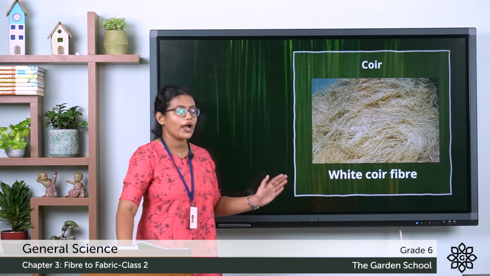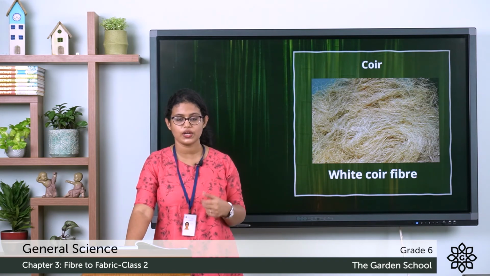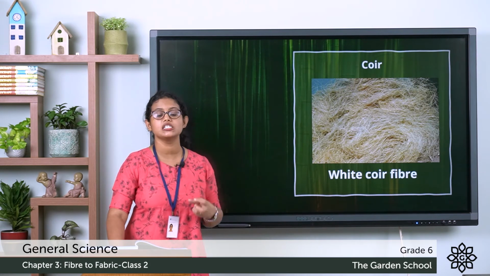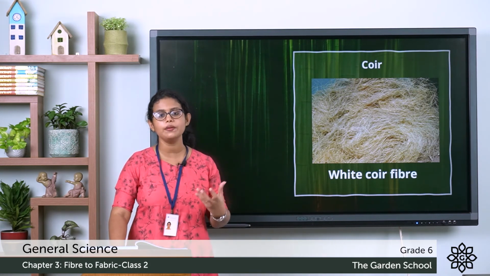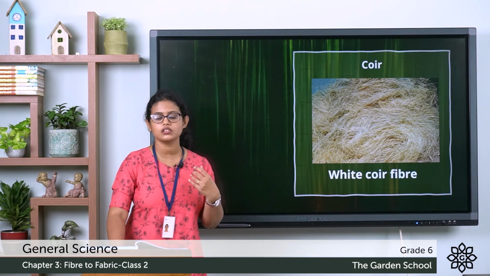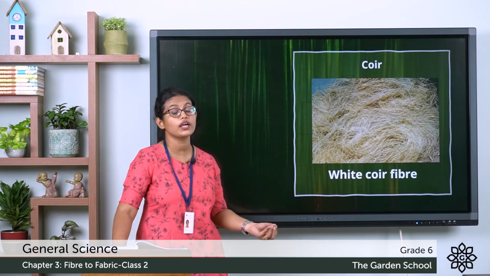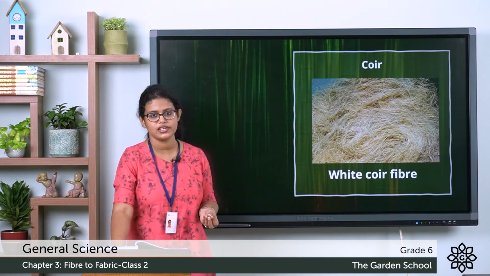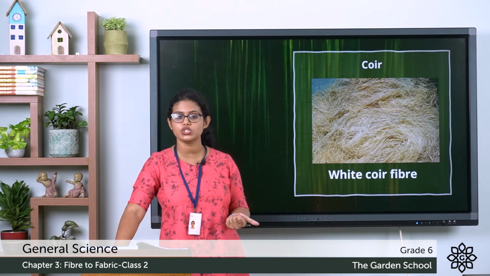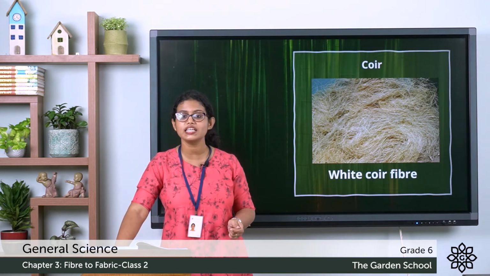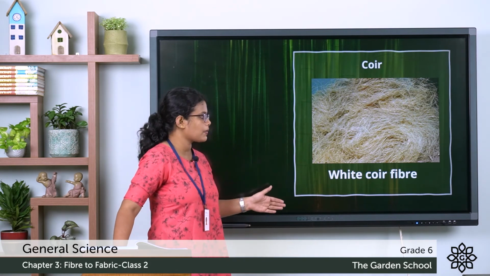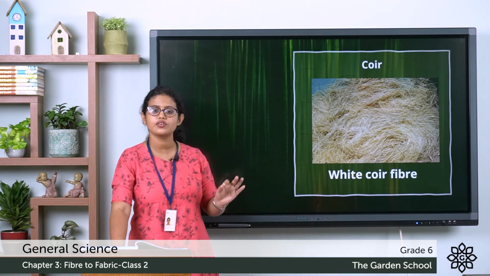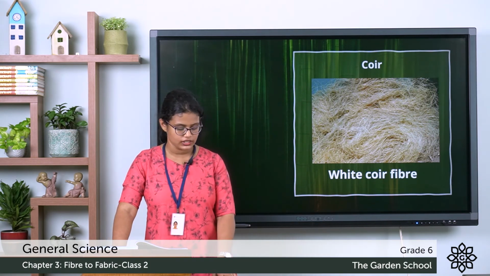Then what about white coir fiber? So have you seen the white coir fiber? This white coir fiber is obtained from unripe coconuts. And this white coir fiber is used for making fishing nets. And one important advantage is that it does not sink in water. So that is about white coir fiber that is obtained from unripe coconuts.